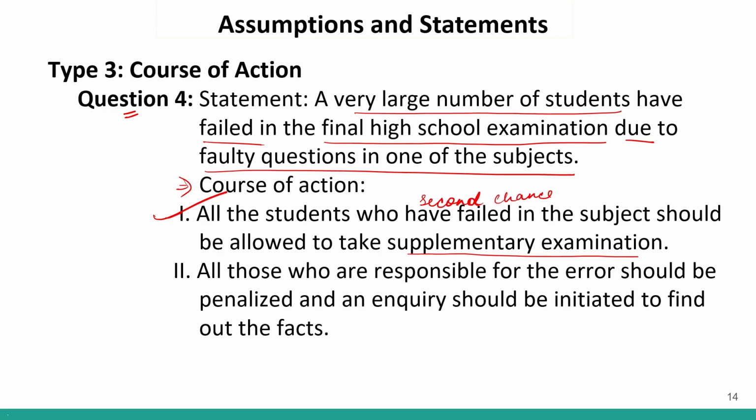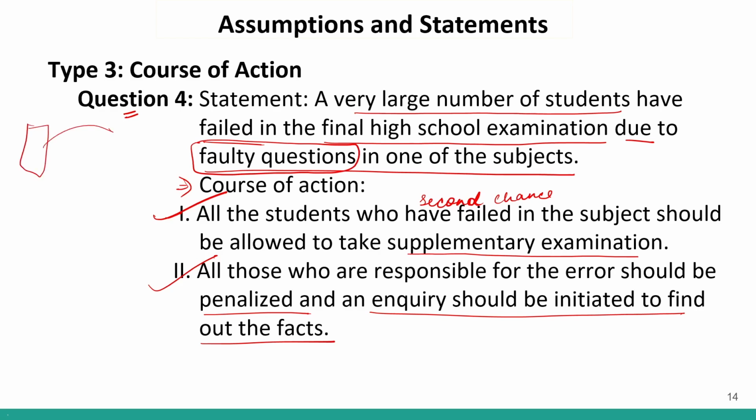Now let us look at option number 2. Option number 2 is all those who are responsible for the error should be penalized and an inquiry should be initiated to find out the facts. So this is also correct because if a faulty questionnaire is there, it is not that you just make a questionnaire and it is directly given to the students. No, there is a whole process. Somebody will make the questionnaire, somebody will recheck it, then it is a whole two or three step process. Somebody will recheck the final work and then it is given to the students.